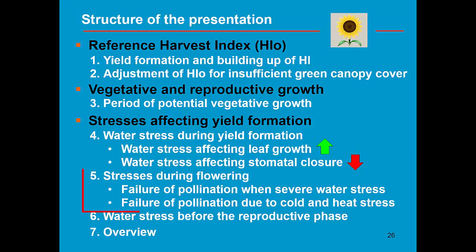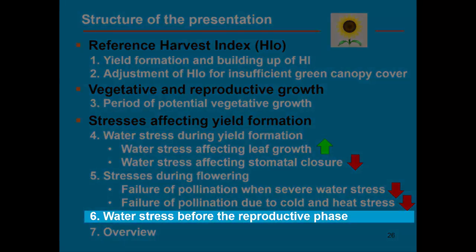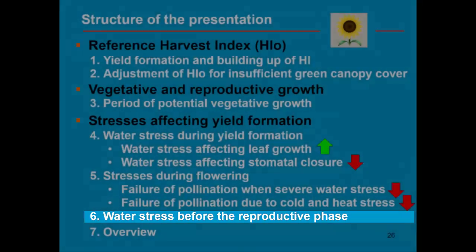Stresses during flowering might result in failure of pollination due to severe water stress, which can result in a decrease of the harvest index, and a failure of pollination due to cold and heat stresses, which also can result in a decrease of the harvest index because we have fewer pollinated flowers. In the last step, let's now look at the water stresses before the reproductive phase.